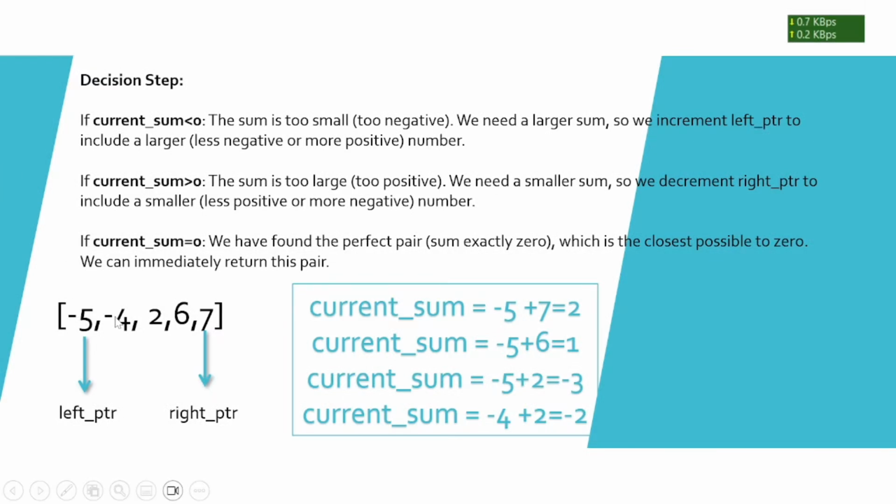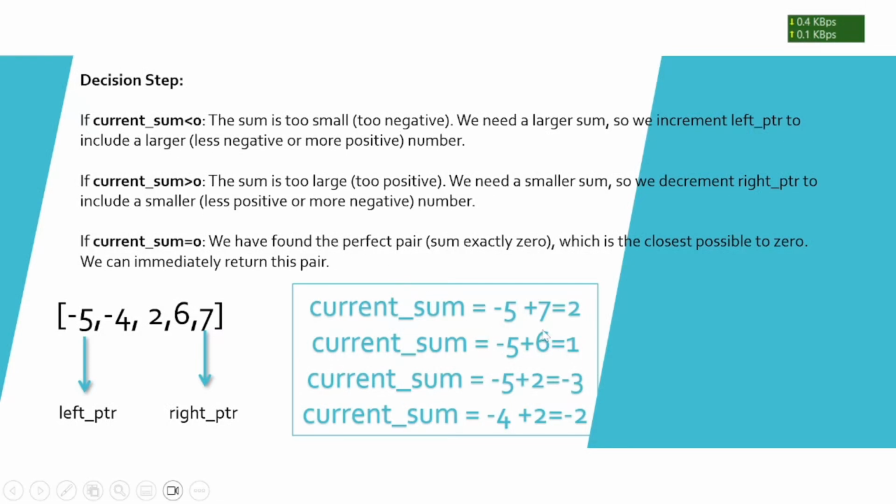So we will move the left pointer because it is pointing to a lesser number. If the sum is more, it's the opposite: we have a very big number, or too positive in this case, so we need something smaller. So we need to decrease the right side pointer. And if the sum is equal to 0, which means we have perfectly found the pair at whatever iteration it may be, we'll return the pair immediately.